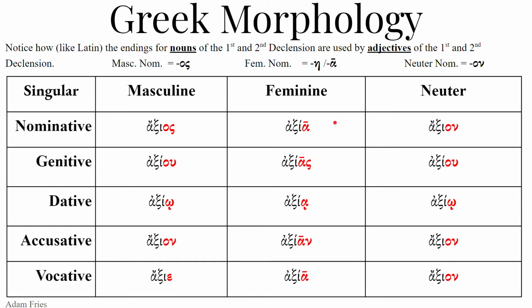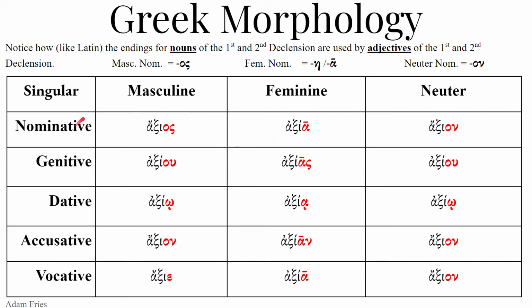All right, moving on. Here's another three termination adjective, only this time I chose one where the stem ends in a vowel, so you can see how the long alpha works in the feminine. So let's run through axios, axia, axion, which means worthy of, and it takes a genitive, worthy of something, just like it does in English.